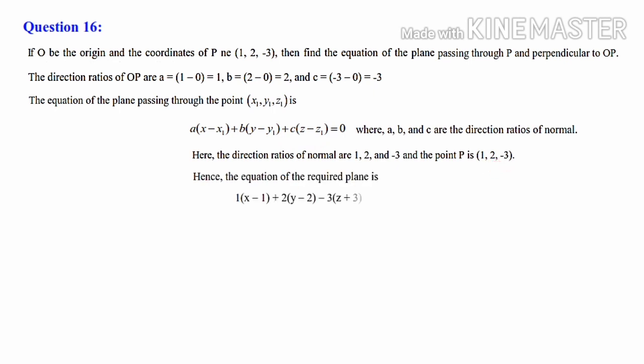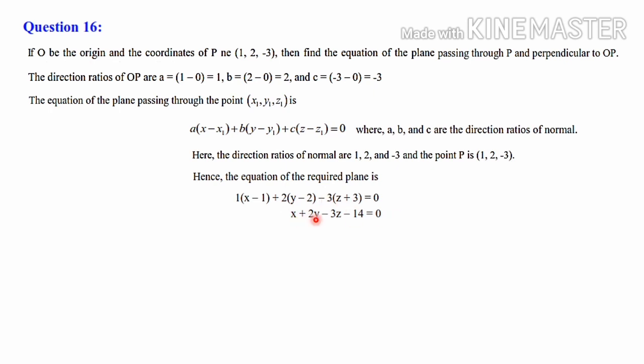So the equation of the required plane is, just substitute: A is 1 into x minus x1, x1 is also 1, plus B is 2 into y minus y1, y1 also 2, so 2 into y minus 2, plus C is minus 3 into z minus z1, z1 is again minus 3, so minus into minus is plus, minus 3 into z plus 3 is equal to 0. So when you do the calculation, it is x plus 2y minus 3z, and here there is a minus 1, minus 4, minus 1 minus 4 is minus 5, minus 5 minus 9, that is minus 14.